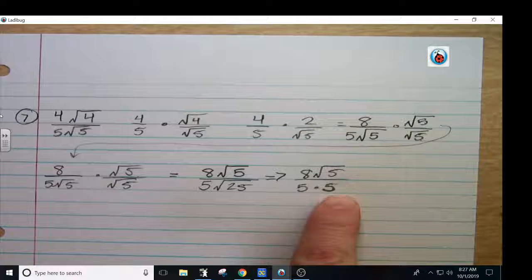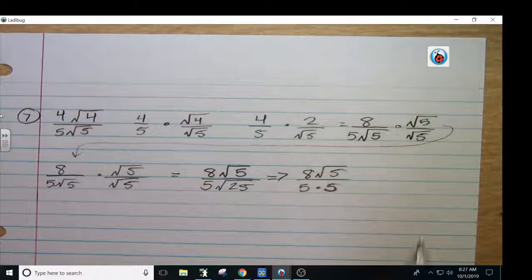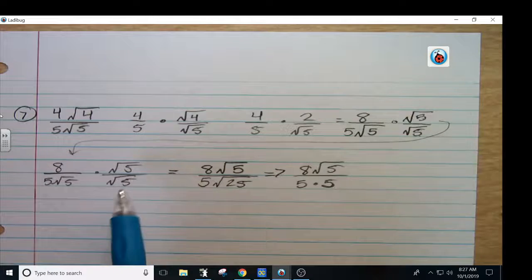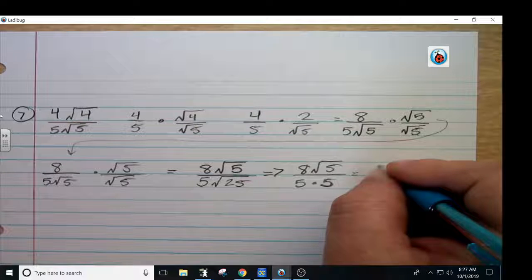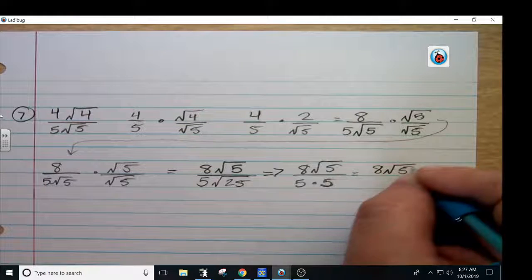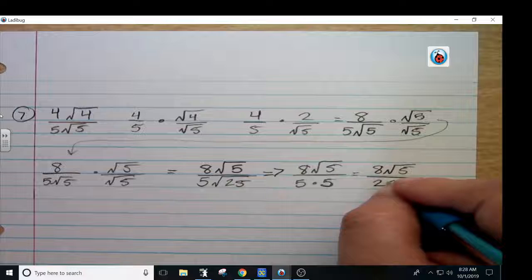Okay? Because, guys, remember, the one thing you cannot have is a radical in your denominator. So you've got to clean that up. All right, now that becomes 8 square root of 5 over 25.